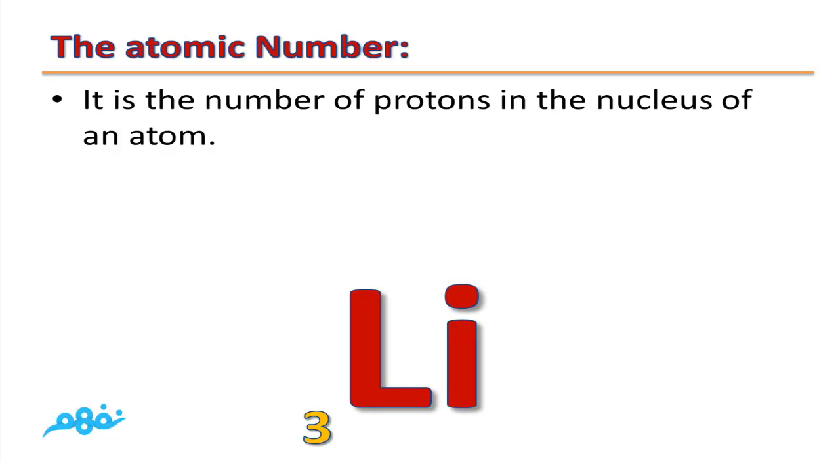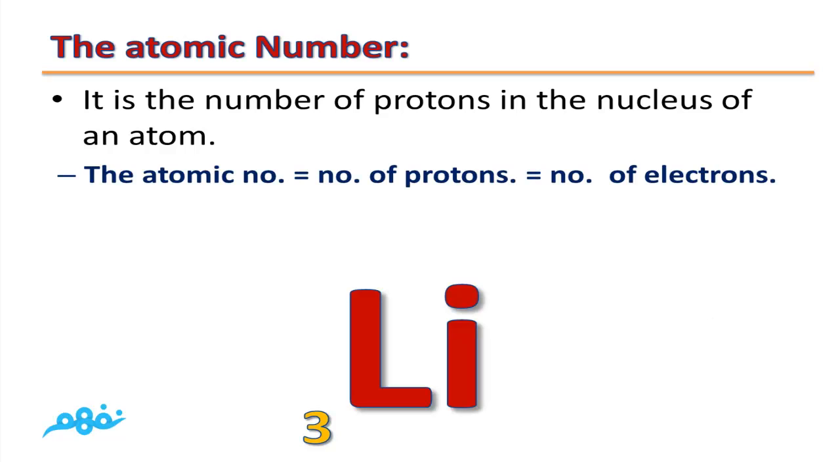Atomic number. We will write a small number at the lower left corner of the symbol; this number will be called atomic number. What's meant by atomic number? Atomic number is the number of protons in the nucleus of the atom.